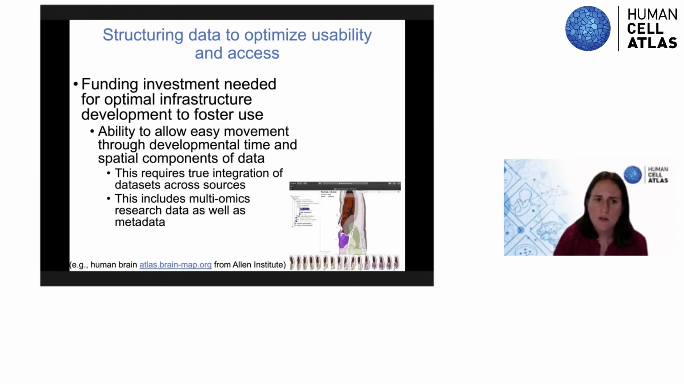The next focus was on funding investment needed for optimal infrastructure to foster use. So how do we make sure people know the data exists? And when they can get to it, how do we make sure it's easy for them to use? One of the exemplars that was brought forward was the Allen Brain Map, and the fact that you can move spatially through that dimension. Here we've added the dimension of age, which they have here as well for the developing brain.